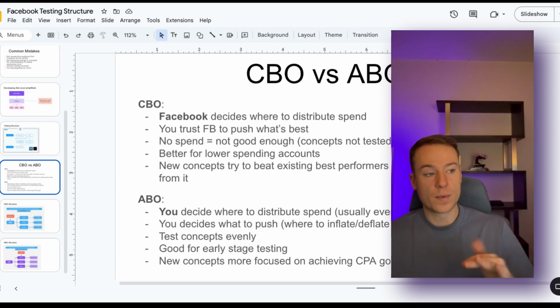So up here in the CBO, because Facebook gets to distribute spend, you're not going to have the same amount of spend going through each ad set, but with an ABO, you get to decide how evenly or how much spend goes through those individual ad sets.